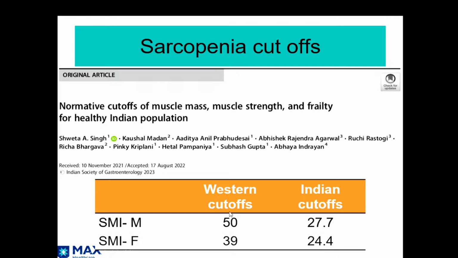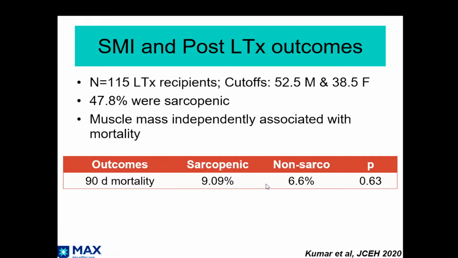So these are the Western cutoffs. These are the cutoffs which we defined, published recently in ISG. And look what happens when you have a discrepancy in cutoffs. This, again, is an Indian study. On one side, they say that muscle mass was independently associated with mortality. But when they defined sarcopenia according to cutoffs, sarcopenia was not independently associated with mortality. Only the muscle mass.